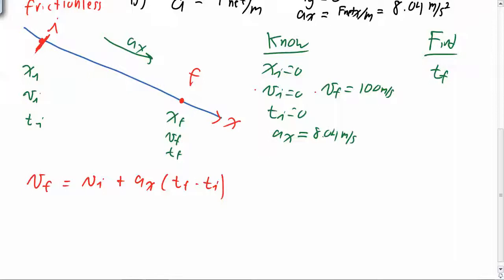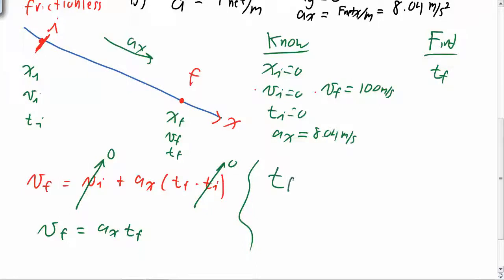And like always, let's cross out the variables that equal 0 before we do any algebra. So the initial velocity is 0 and the initial time is 0. So that gives us that Vf is equal to a sub x times Tf. And we can see that the algebra is very simple in this problem: to find the value of t, we just cross multiply and we get V sub f divided by a sub x.